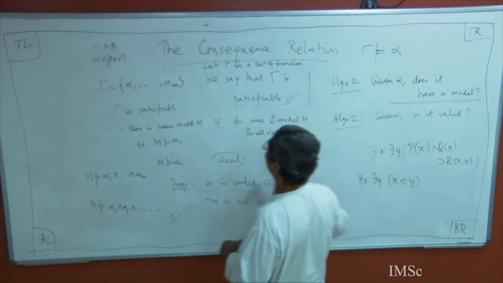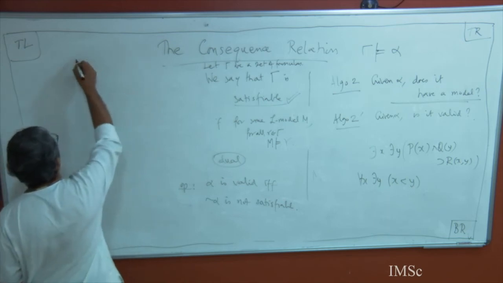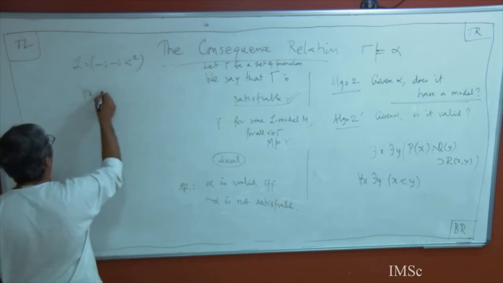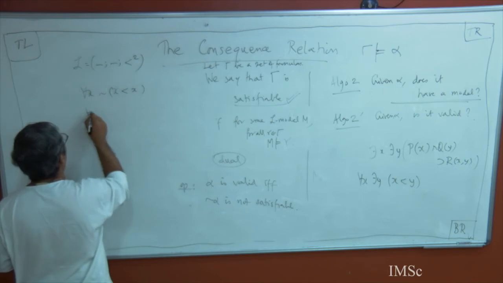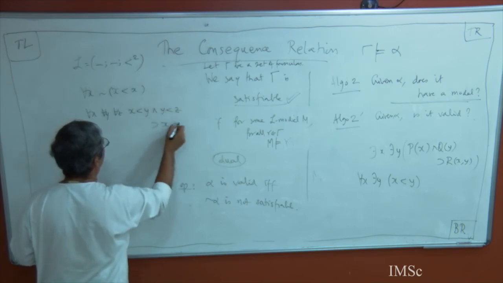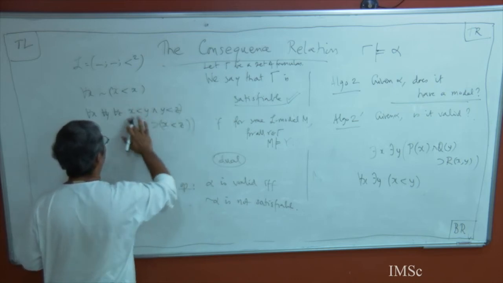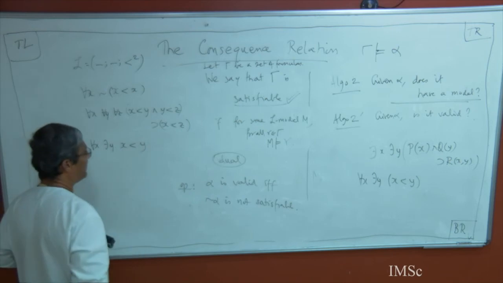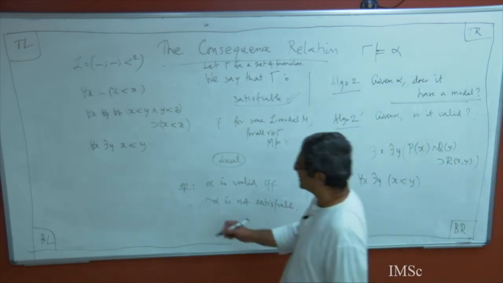Well, consider the language of order, since I have used this here. In the language of order, I write: for all x, not x less than x; for all x, for all y, for all z, x less than y and y less than z implies x less than z; and for all x there exists y, x less than y. Now I take the conjunction of these.